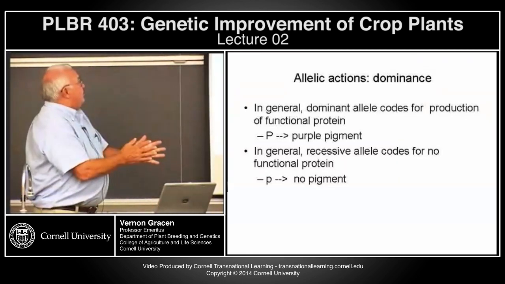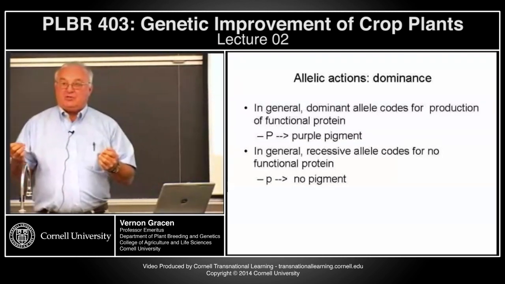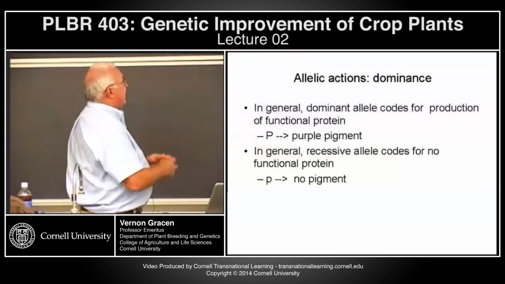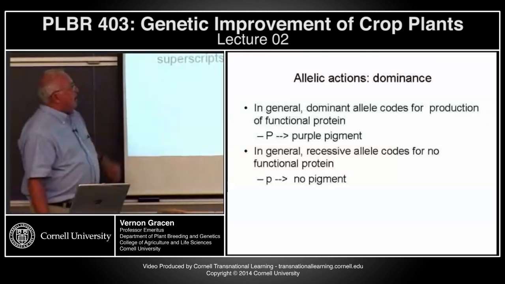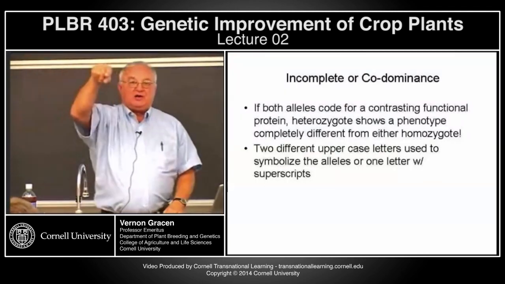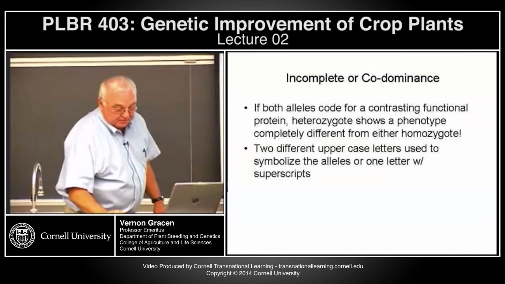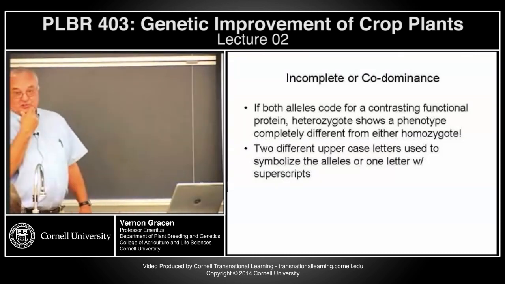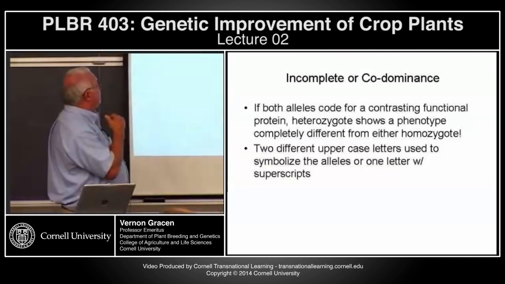In incomplete dominance, both alleles function, both alleles produce functional gene products, and we end up with a phenotype that's different from either of the homozygous parents. Often we use, instead of a capital letter and a small letter, a letter with different numbered alleles, or superscripts. If Mendel had worked with carnations instead of peas, he never would have come up with his laws of segregation and independent assortment.